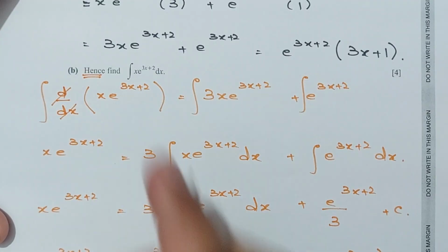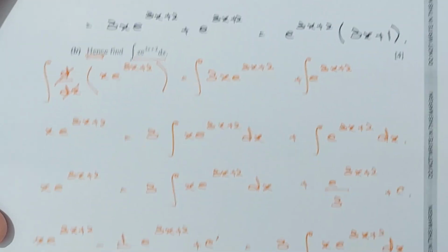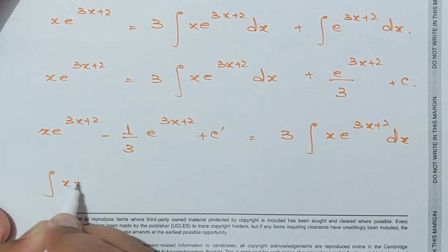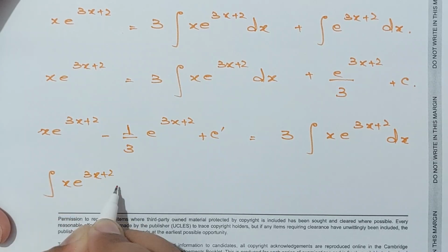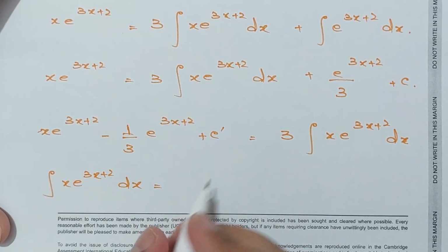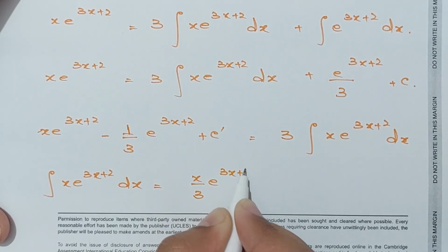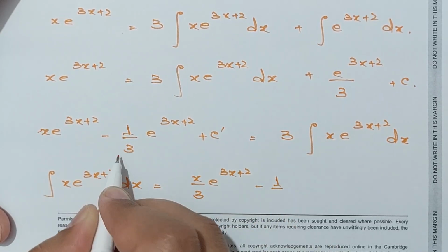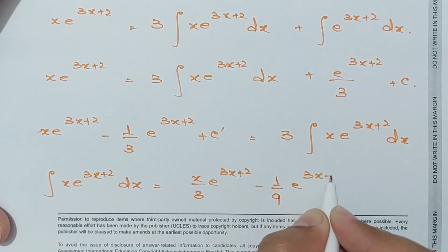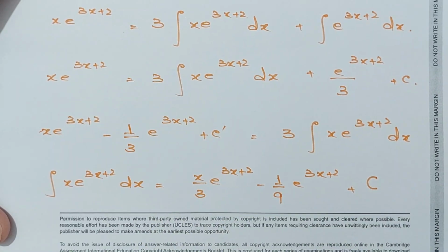As we have to solve for this, the coefficient is just 1, so divide all the terms by 3. So the integration of x e to the power 3x plus 2 dx would be equal to x over 3 e to the power 3x plus 2 minus 1 over 3 times 3, which makes 9, e to the power 3x plus 2, plus some constant of integration, which divided by 3 is again a c.